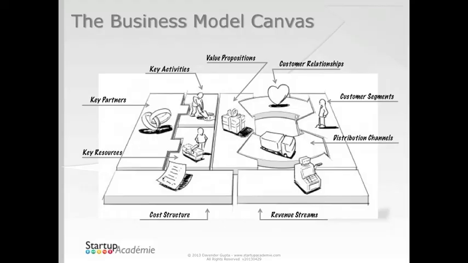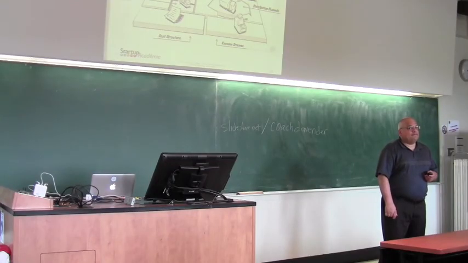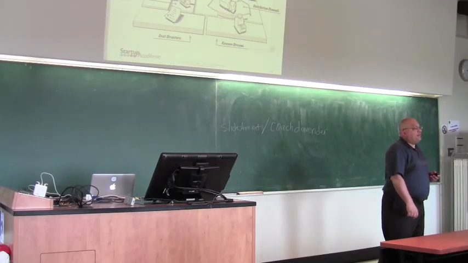So the business model canvas: customer segment, value proposition, distribution channel, customer relationship, revenue stream, key resources, key activities, partnerships, and cost structure. Do you have questions, comments?